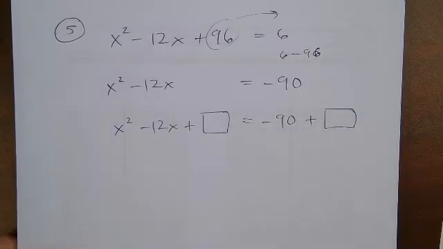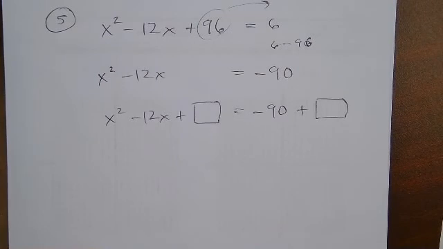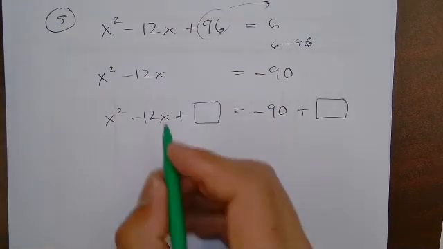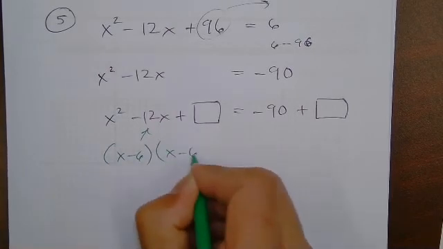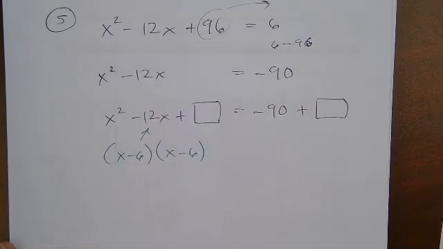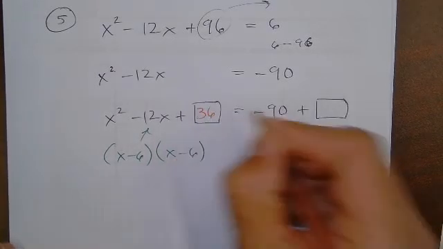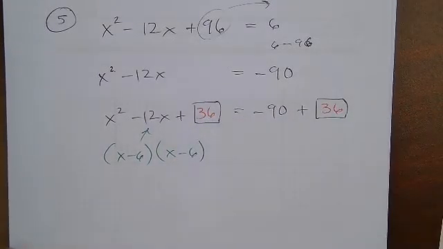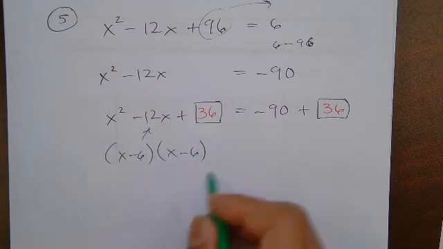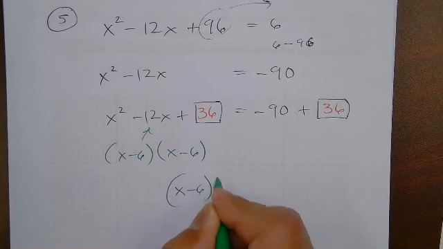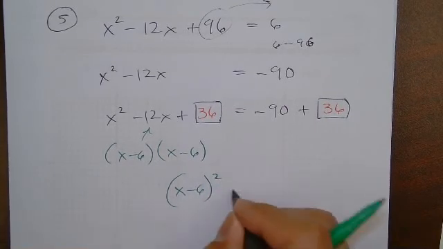Okay. Now I got to complete the square. X squared minus 12x plus, I don't know yet. I got to add something there, equals negative 90. And then I got to also add that same number on this side. Okay. 12. That's an even number. That's going to be x minus 6. If that's 6 and 6, what are you adding to both sides? 36, right? Is that right? Yeah.